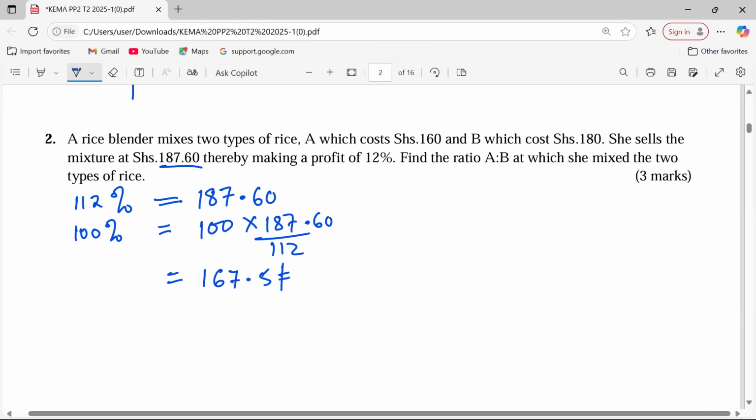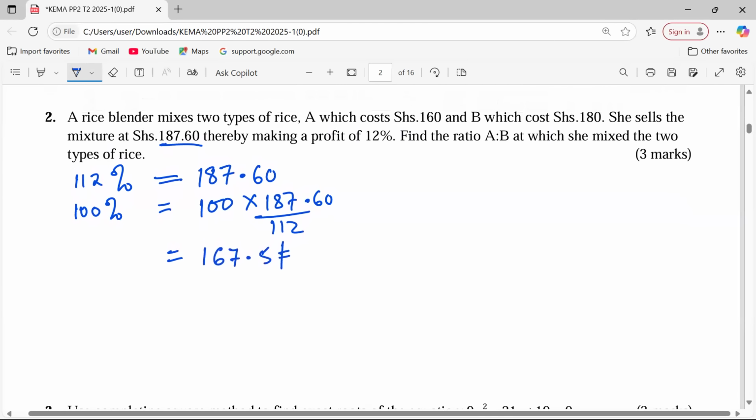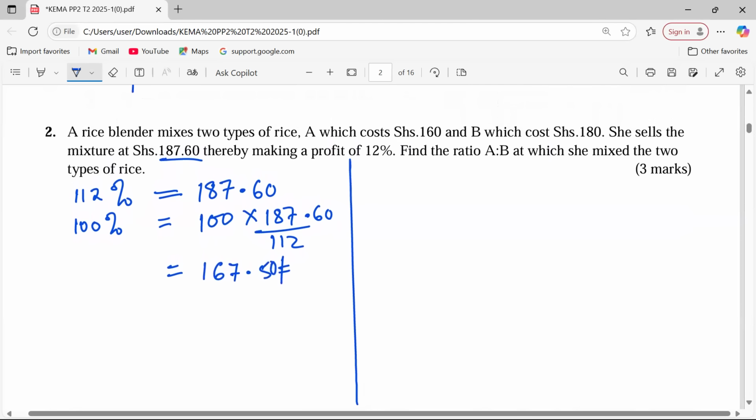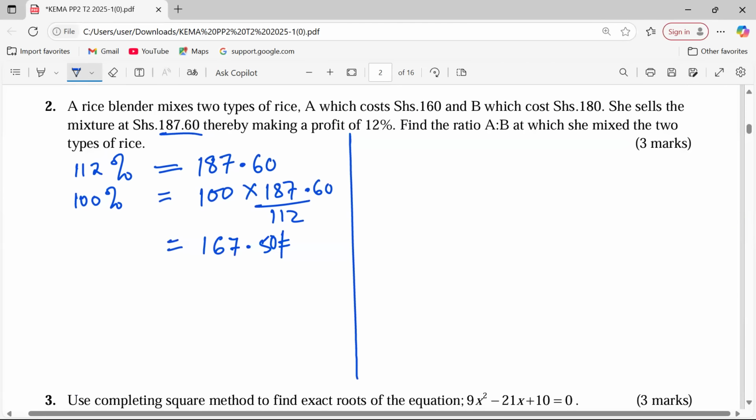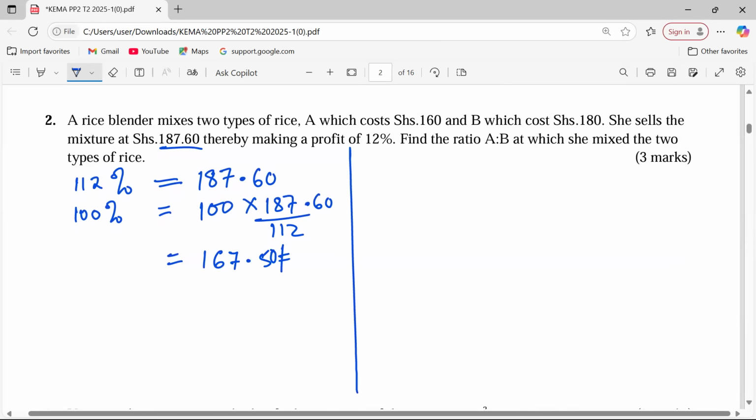So after mixing, this lady realized a mixture which was costing 167.50 Kenya shillings. Then now we should use these for us to get the ratios in which the two brands were mixed to get a blend. Okay, the first, we can say A kilograms of the first type at 160, so 160 times A kilograms. Then we add 180 shillings for the B type.